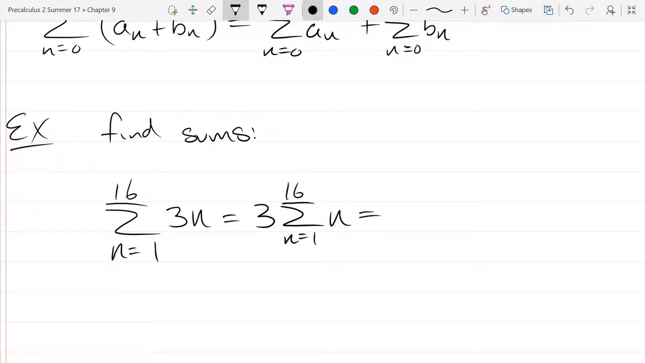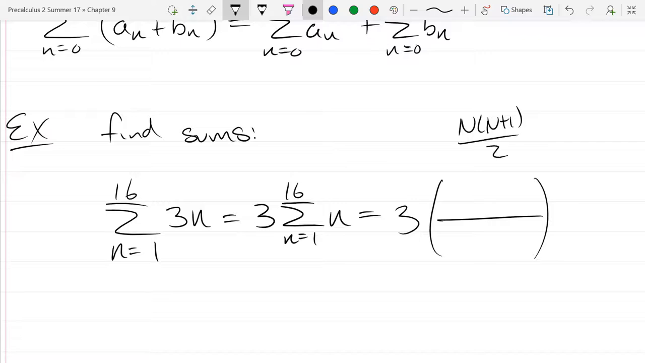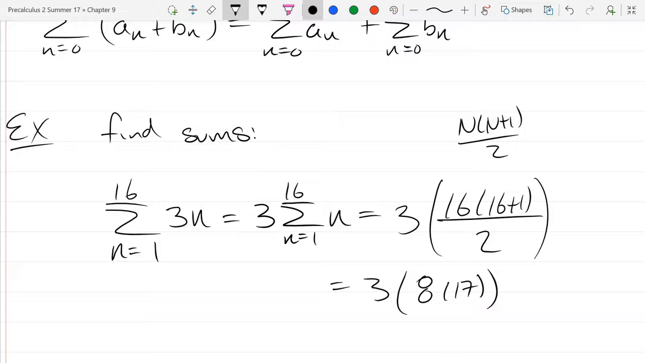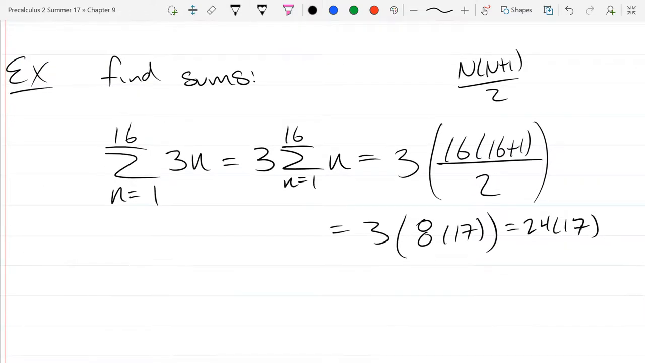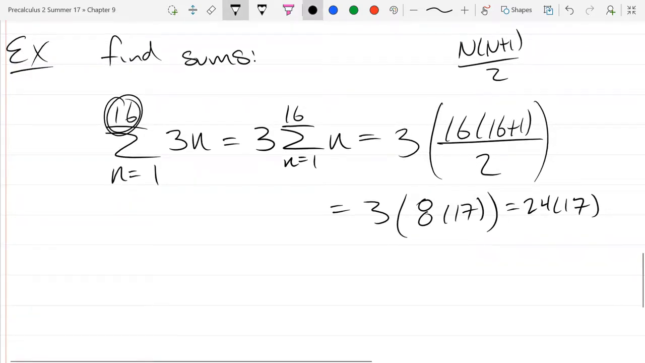Now we use that first rule, which is n times n plus 1 over 2. That's what's going in here. So it's 16 times 16 plus 1 over 2. And 16 over 2 is 8. 16 plus 1 is 17. And I'm not good at multiplication, but, well, 3 times 8, hopefully that's 24. Whatever this product is, that's the sum right there. I could write out the terms. There are 16 terms. It would not be too hard to write out all the terms and add them together, but this is going to be way faster as soon as that number gets much bigger than 16.